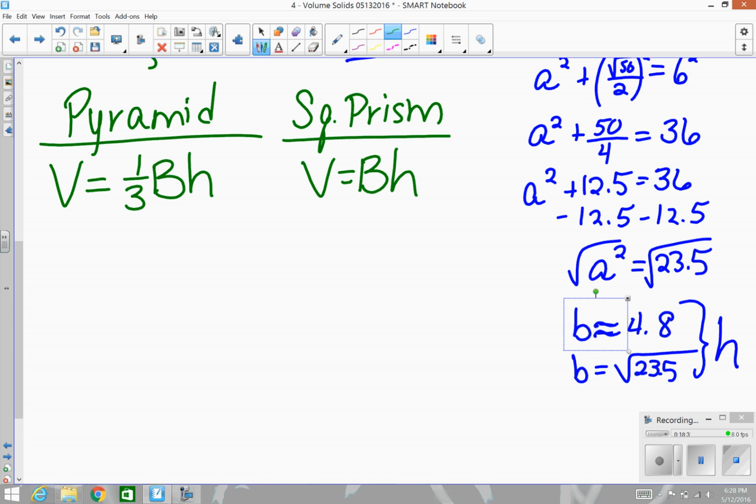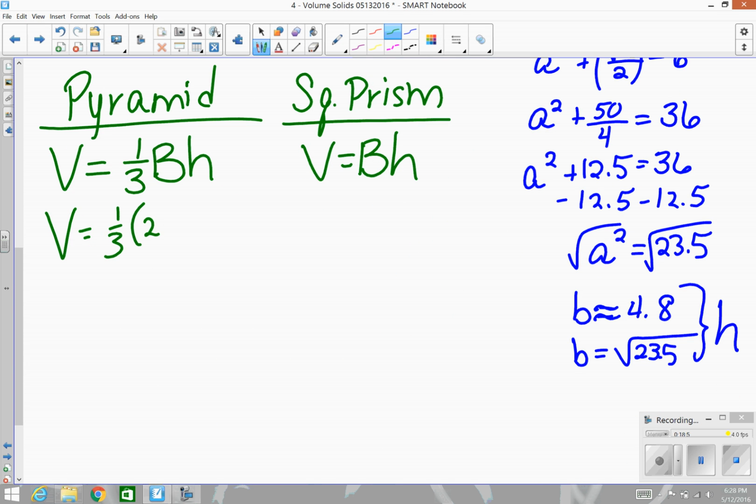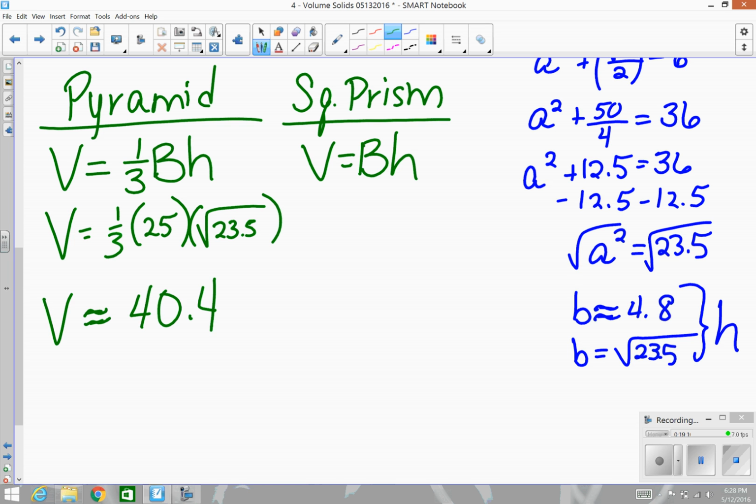Whew, seems like after all that work we should be done, but we haven't even used our formulas yet. Volume equals 1/3 times the area of the base of that pyramid. Remember, that's just that 5 by 5, so that's 25. And the height is that square root of 23.5, or if you prefer to use the 4.8, I'm not going to be picky. And then when I multiply all 3, we should be getting the volume is about 40.4 inches cubed.